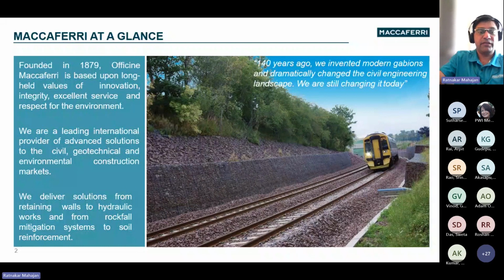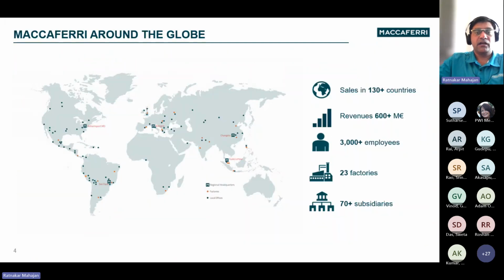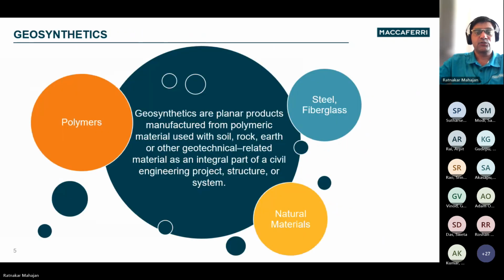We are providing solutions to civil engineering, where we have developed our solutions through R&D as well as experience over a number of years. We have our own in-house software which can be used for various solutions. We have 3,000 plus employees and 23 factories, which serve the markets around 70 plus subsidiaries. To start with, let's understand what is geosynthetics.